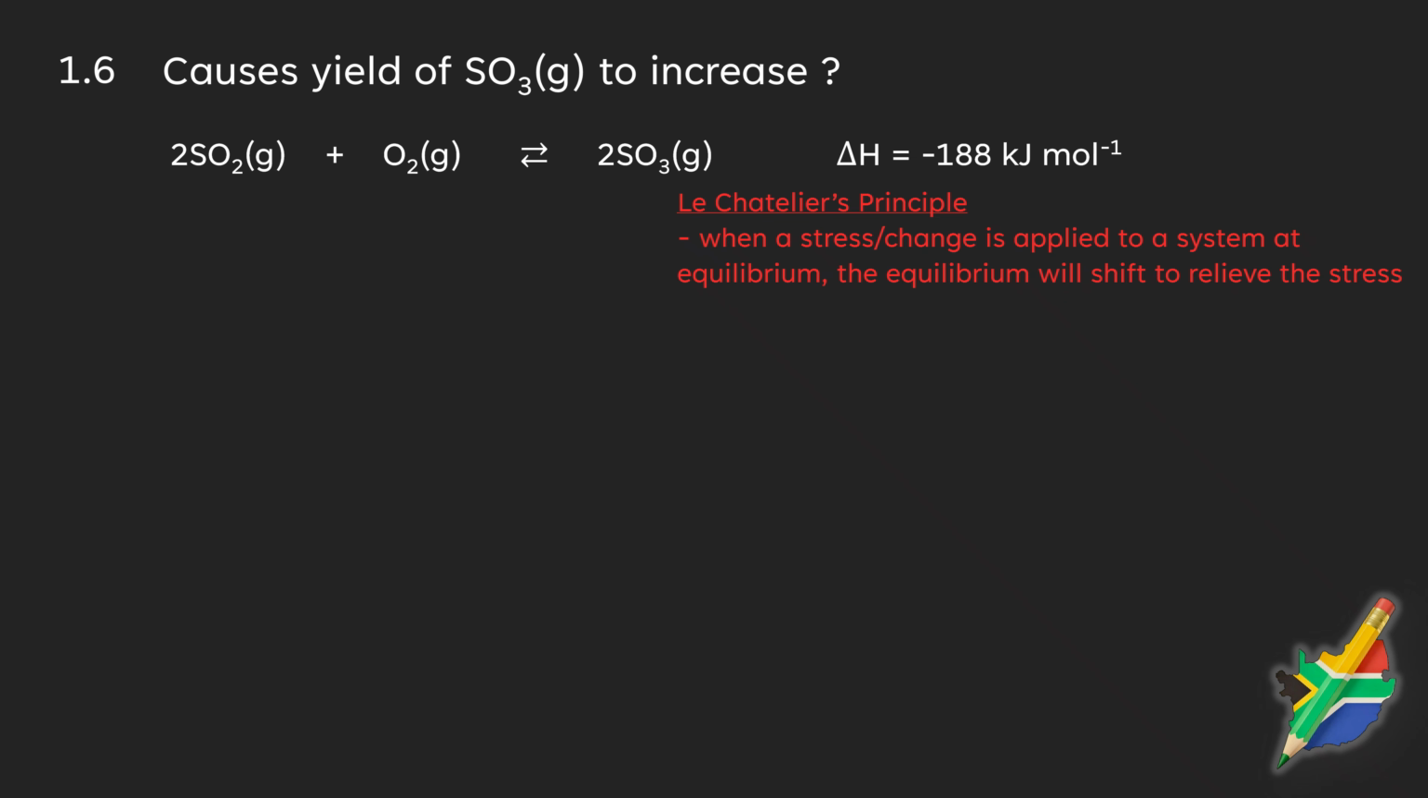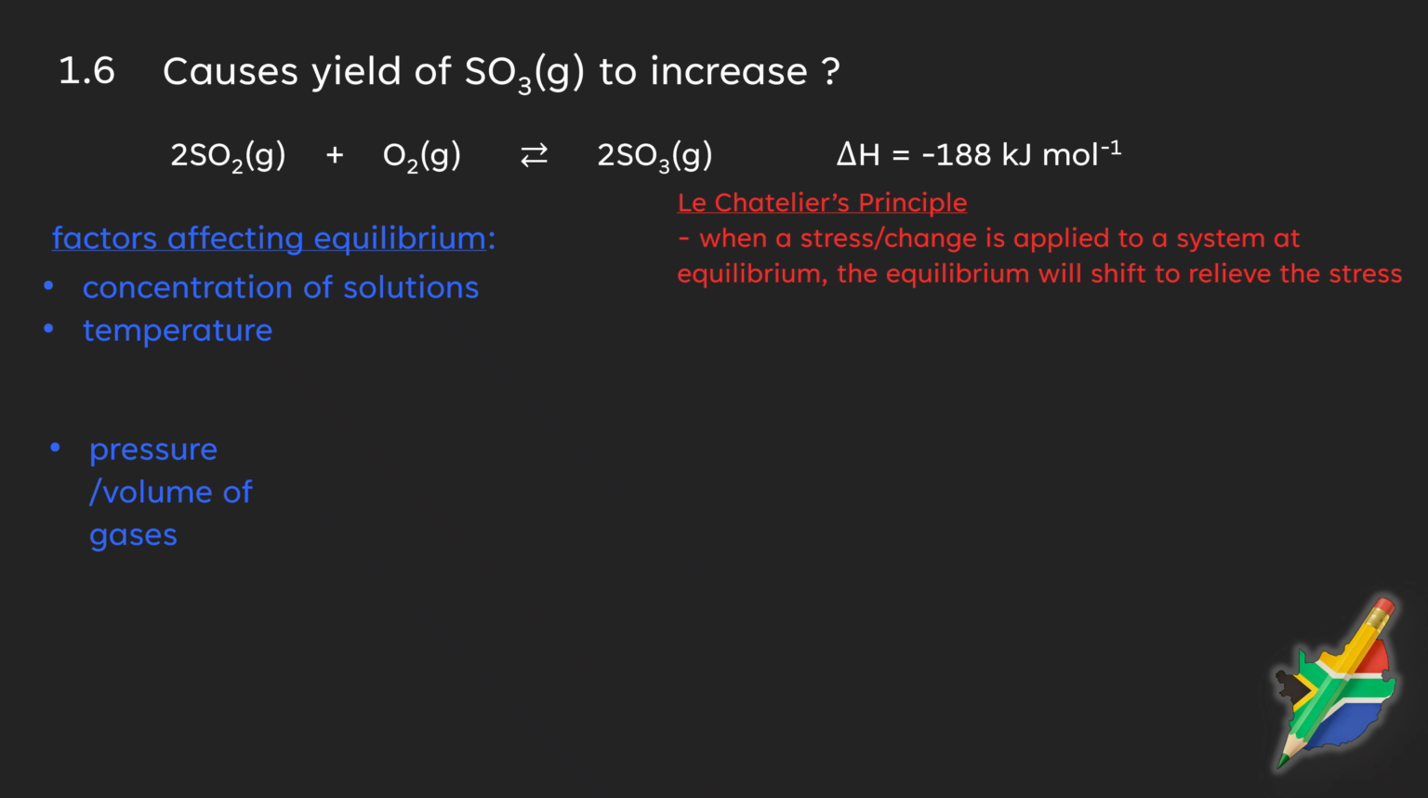It says that when a stress or a change is applied to a system at equilibrium, the equilibrium will shift to relieve the stress. The factors which affect the position of an equilibrium are the concentration of solutions, but we do not have any solutions in this equation, temperature, and the pressure or volume of gases.